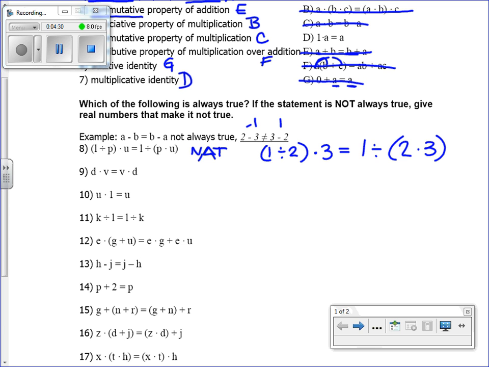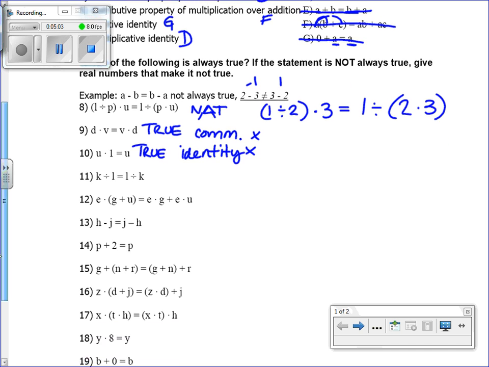D times V equals V times D. That is true, no matter what. U times 1 equals U. That is true. And let's go ahead with these, identify the property. This is my commutative of multiplication. This would be my identity of multiplication.